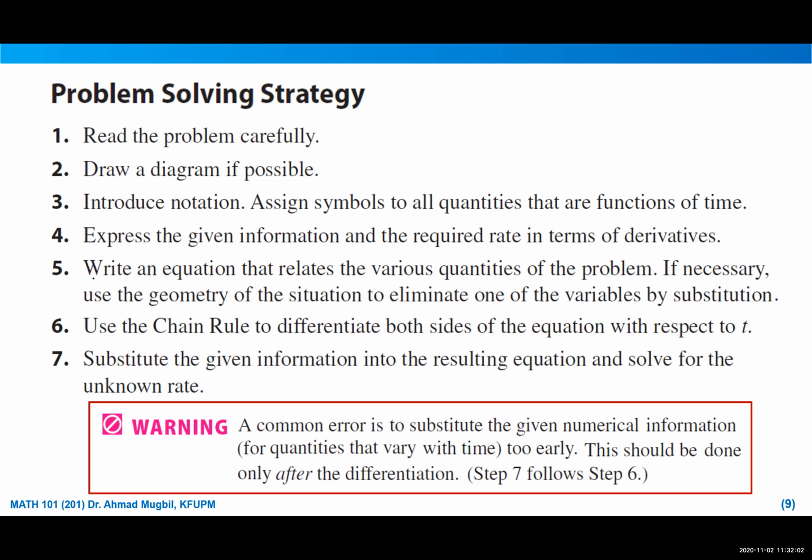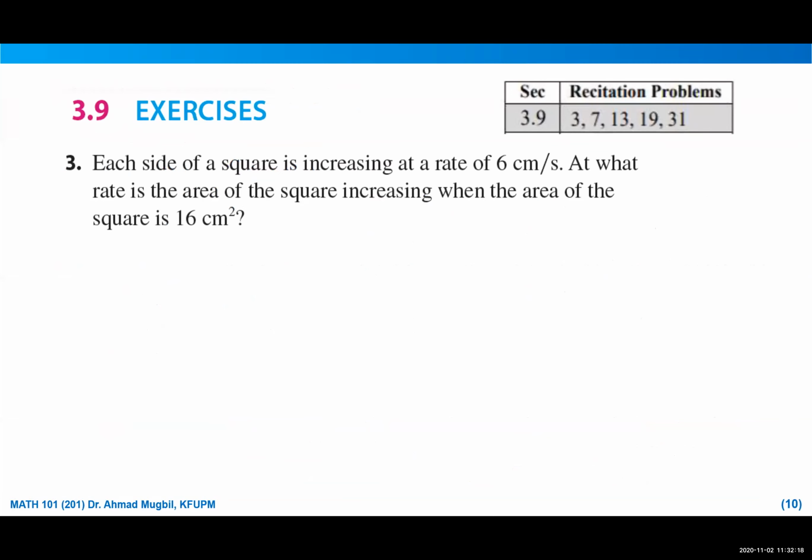This is the most important step. Find the relationship between the variables that you have. And you need to use the chain rule to differentiate and substitute at the end. Warning, ya shabab, don't substitute before differentiating. You should differentiate and then substitute. Go over these, ya shabab, with details, please.